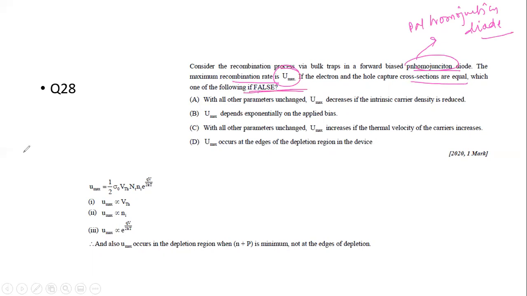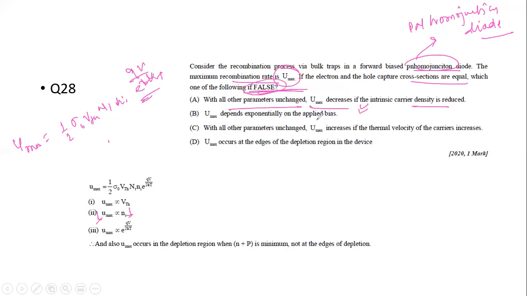The maximum recombination rate U max is equal to half into sigma naught Vth and Ni e raised to power qV by 2kT. This is the formula. With all other parameters unchanged, U max decreases if the intrinsic carrier concentration is reduced. If intrinsic carrier concentration is reduced, yes, U max is also reduced. So this is true. And the question is which one is false?